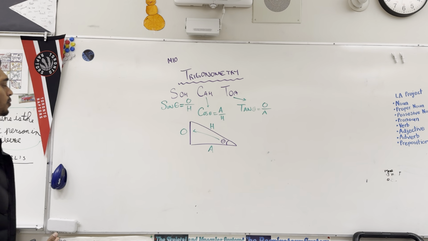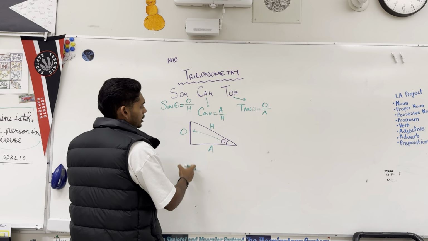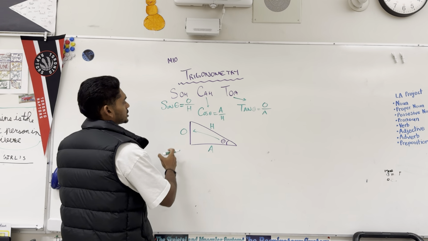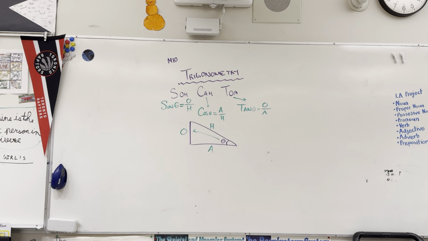What is all this for? It's to figure out in a triangle some unknown factor. You don't know an angle, maybe you don't know the side length. You don't know something about a triangle? You use one of these to solve it for you.